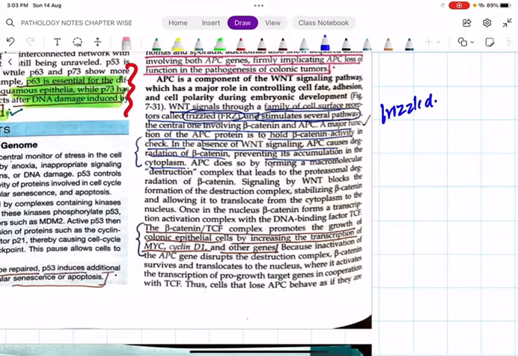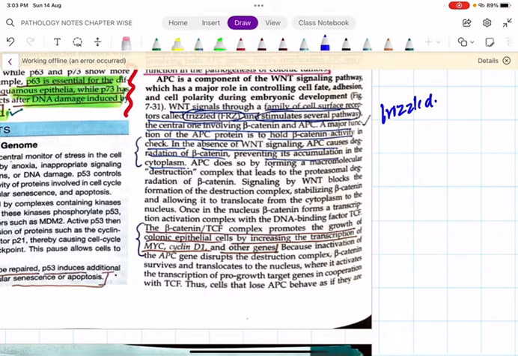So WNT signals through a family of cell surface receptors we call frizzled, and it will stimulate several pathways, the central one involving beta catenin and APC. The important function of this APC protein is to hold the beta catenin in check. So the APC is going to control the activities of what? Beta catenin. In the absence of WNT signaling, this APC will degrade the beta catenin and prevent its accumulation in the cytoplasm. So normally when there is no WNT signaling, APC will degrade the beta catenin and prevent its accumulation. How is it going to do that? By forming a destruction complex.